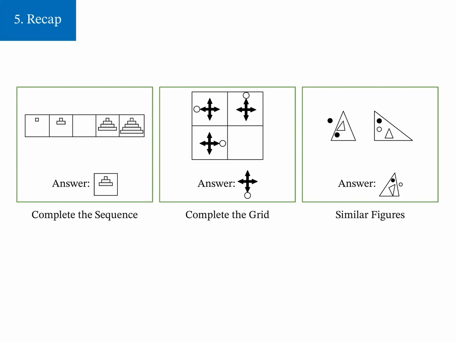Let's now finish up. Let's now summarize this session very quickly. So what we've looked at in this session are 3 different types of questions that may come up in your non-verbal reasoning exam as part of year 11+. We saw complete the sequence, complete the grid, and similar figures. And we've looked at a few different questions in each case, as well as a few different tips and tricks to answer these questions.